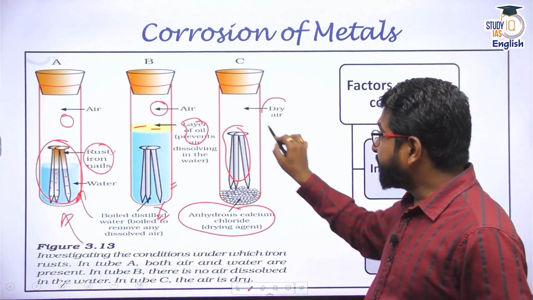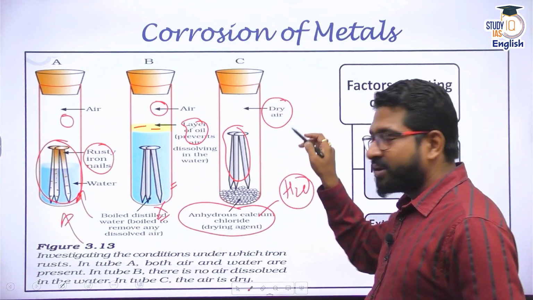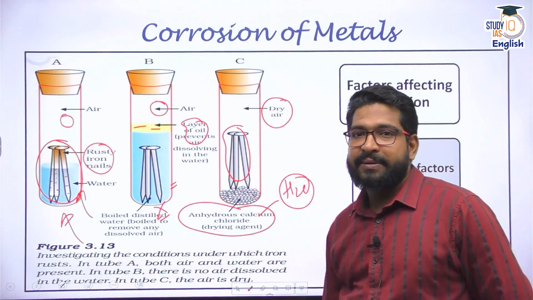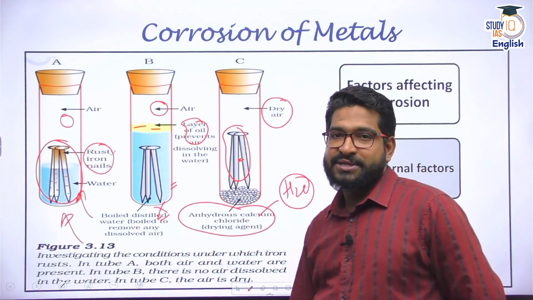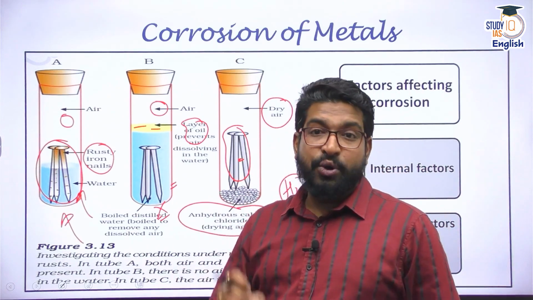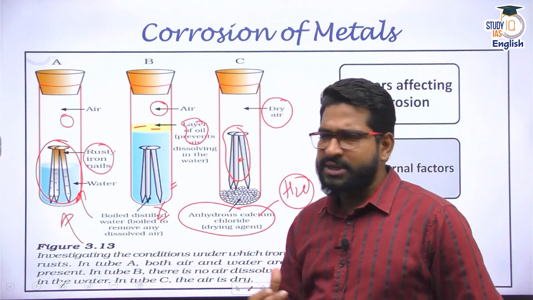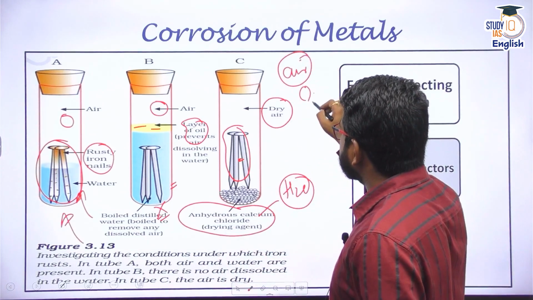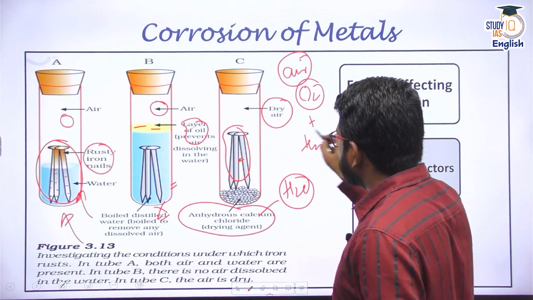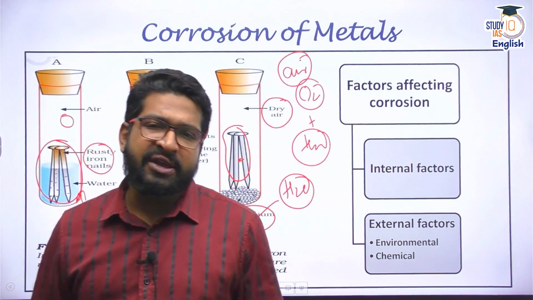This air is completely dry because this calcium chloride takes out all the water from the air. So you will see that these nails will also not rust. For rusting or corrosion, I'm using the terms interchangeably. For rusting and corrosion, you need air, that means you need oxygen. You also need moisture. But in general, corrosion depends on many factors.